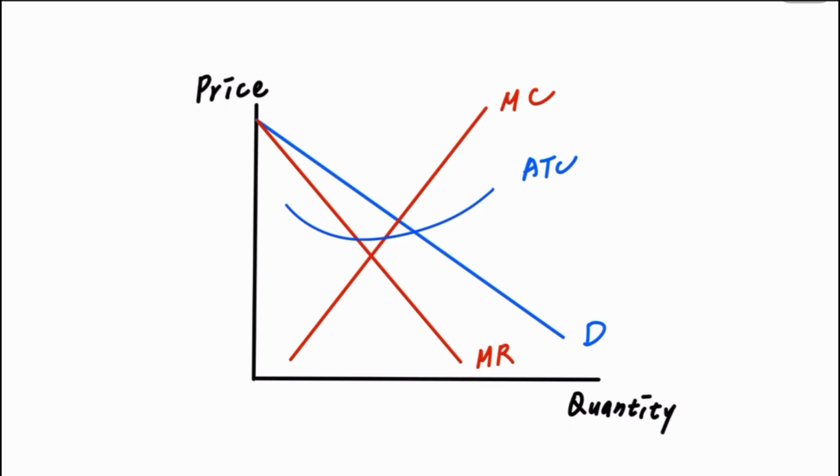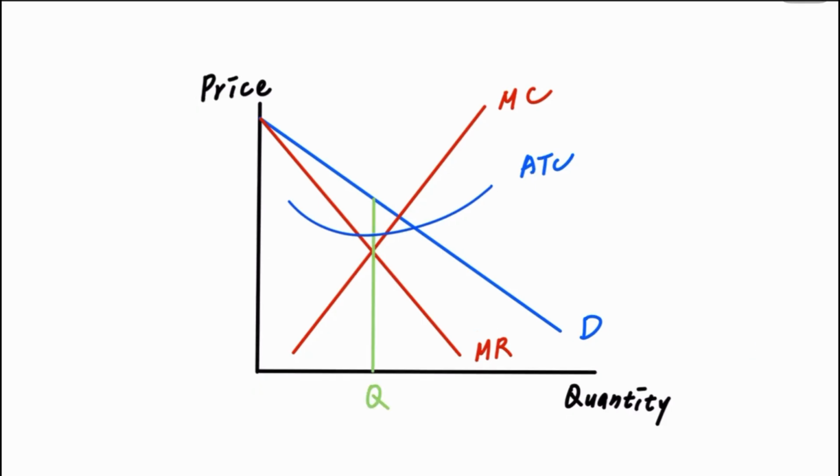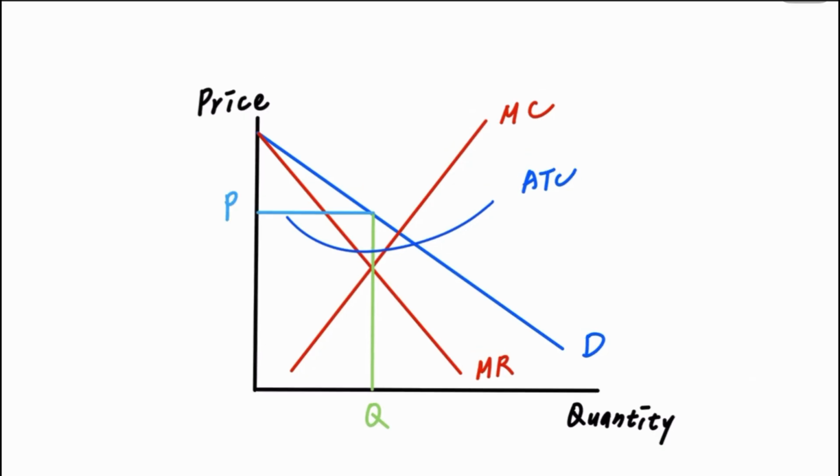This is the standard monopoly diagram. The firm determines its profit maximizing quantity at the point where the marginal cost curve intersects the marginal revenue curve. After choosing this quantity, the monopolist then charges the highest price consumers are willing to pay, which is found on the demand curve directly above that quantity.